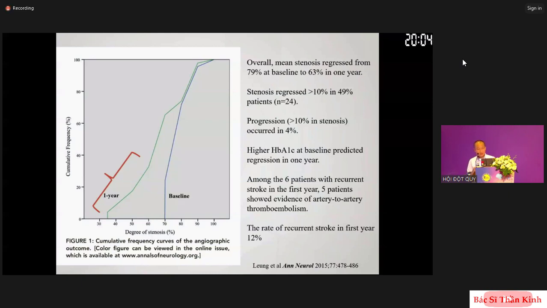So higher hemoglobin A1C at baseline predicted regression in 1 year. So please control the diabetes of your patient strictly. Okay, those patients could develop recurrence. Most of them had artery-to-artery thromboembolism. This substantiates our treatment with dual antiplatelet therapy at the recurrence.